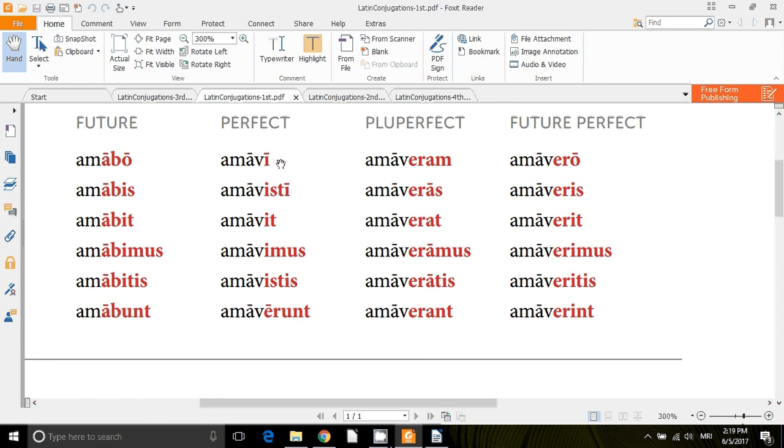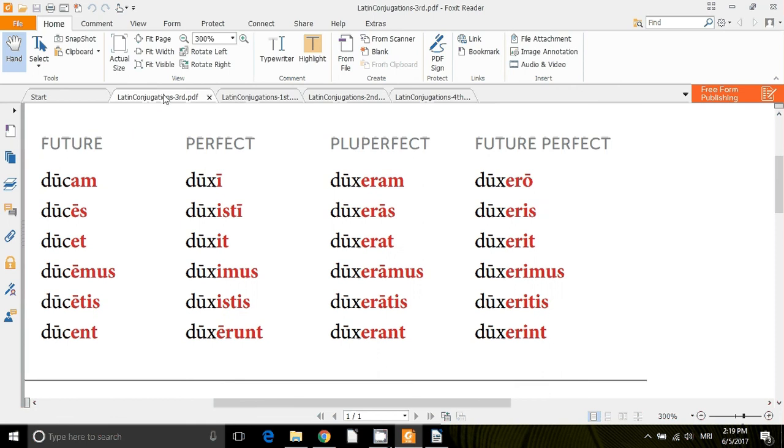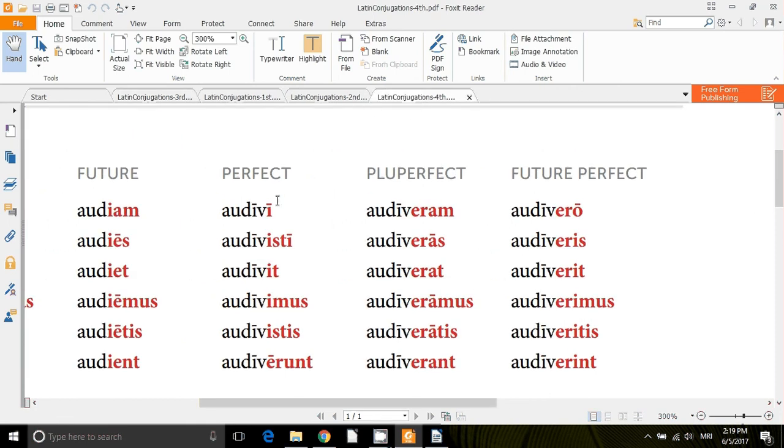The endings for the perfect are i, isti, it, imus, istis, erunt. And that's the same in the first, second, third, and fourth conjugations. Always i, isti, it, imus, istis, erunt, and you're always adding those endings onto the perfect stem. So here in the fourth conjugation, the principal parts of audio are audio, audire, audivi, auditum. The third principal part, audivi, that's your stem, and you're going to add i, isti, it, imus, istis, erunt.